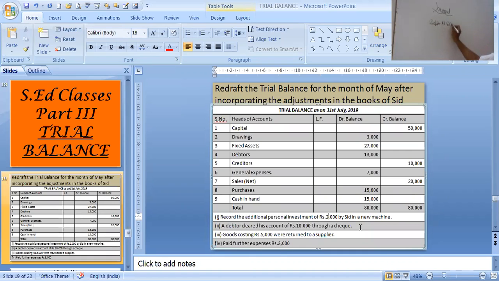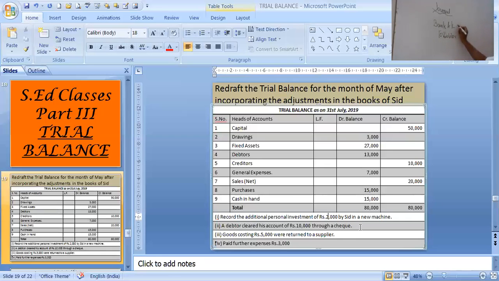Debtor account debit to what? The debtor clears his account, so the debtor account debit will not be there. Sorry, it will be bank account debit. It will be bank account debit to debtor.